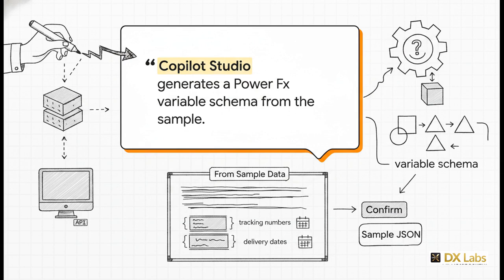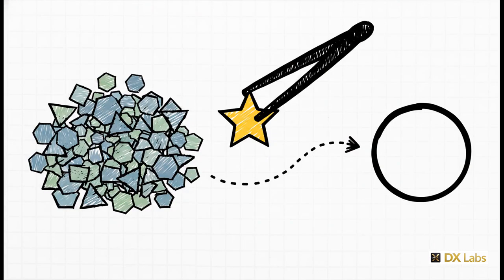You simply grab a sample JSON response directly from the API's documentation, complete with tracking numbers and delivery dates, and paste it right into the Get Schema from Sample JSON window. When you hit Confirm, Copilot Studio instantly generates a Power Fx variable schema based on that exact sample. Once that schema is generated, we assign the entire API response to a single variable, something like topic.trackingResponse.